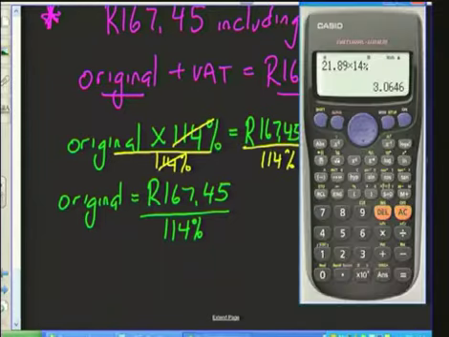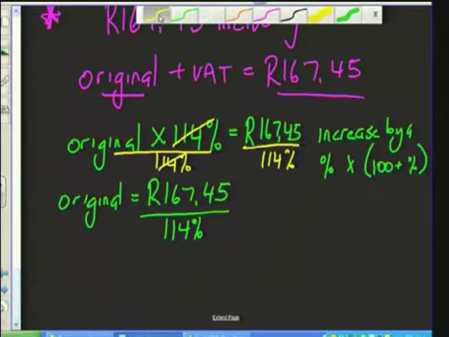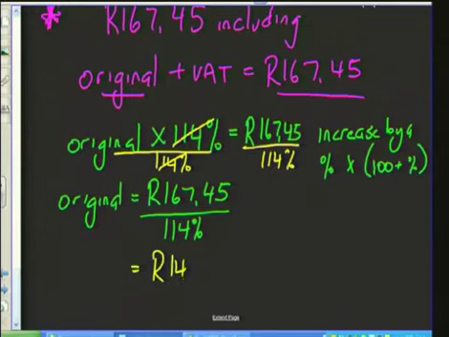So now in my calculator, I use my fraction button, 167.45, divide by 114%, and I get an answer of 146.89. So that is the amount excluding VAT.